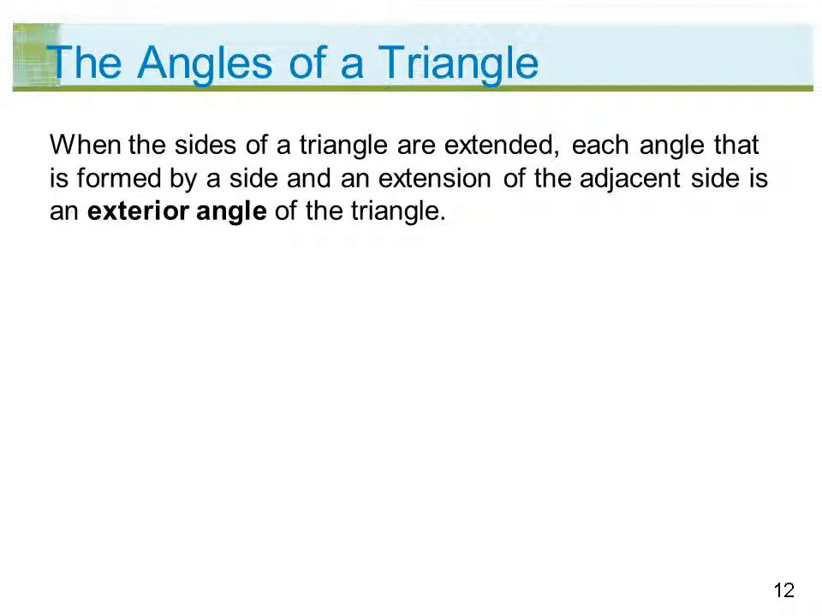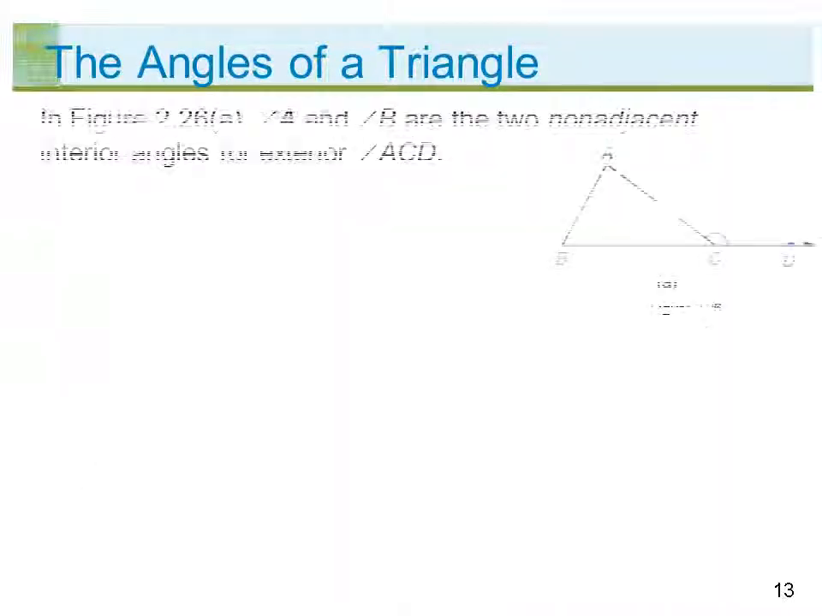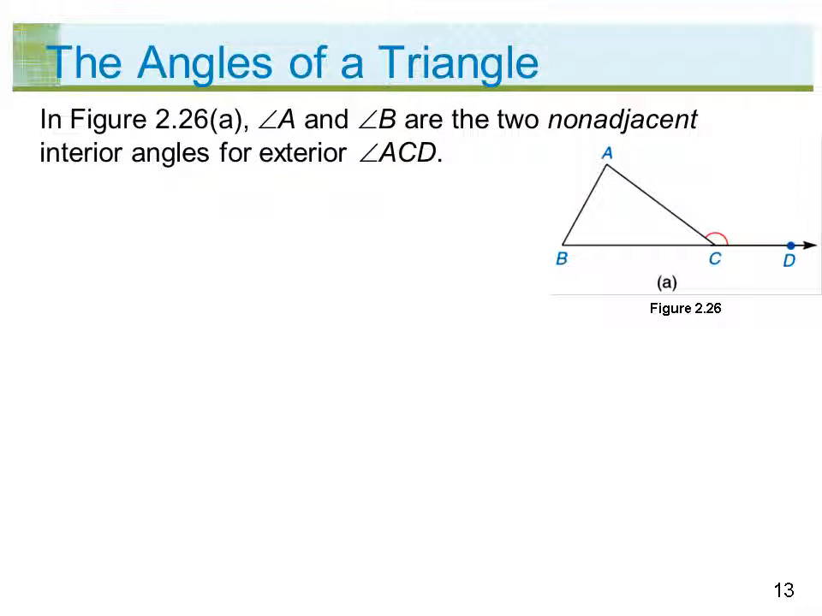When the sides of a triangle are extended, each angle that is formed by a side and an extension of the adjacent side is an exterior angle of the triangle. With collinear points B, C, and D in Figure 2.26a, angle ACD is an exterior angle of triangle ABC. For a triangle, there is a total of 6 exterior angles, 2 at each vertex. See Figure 2.26b.